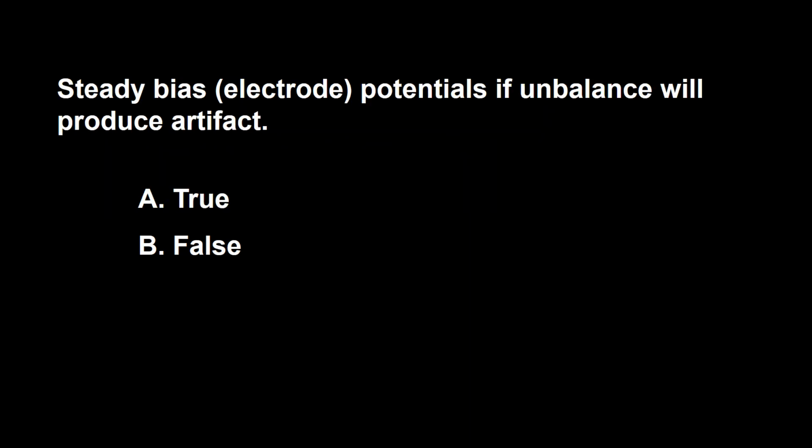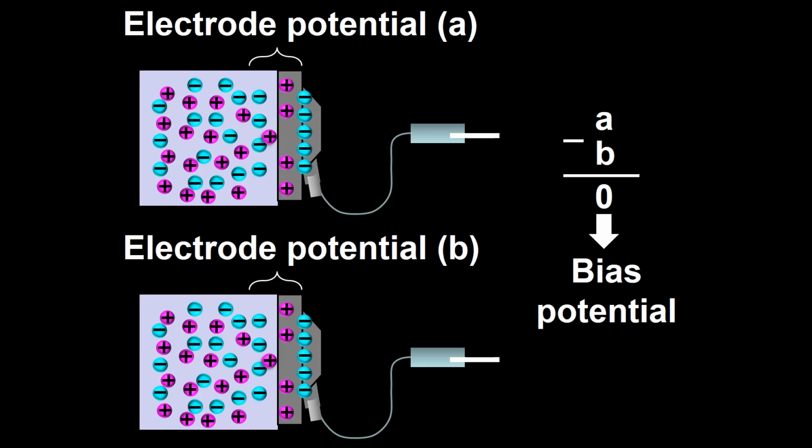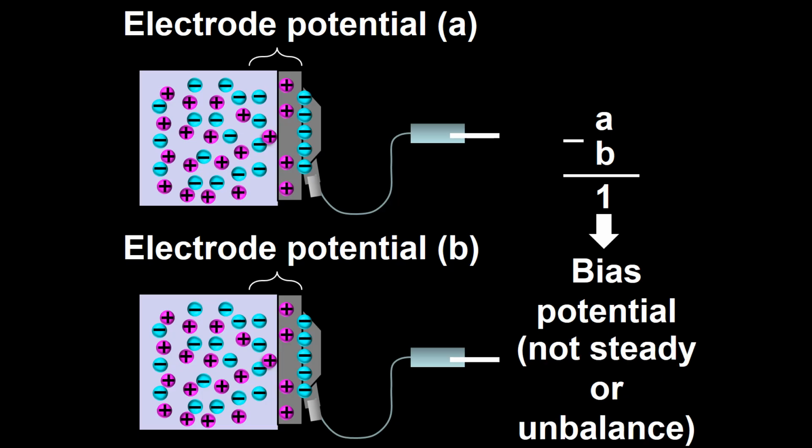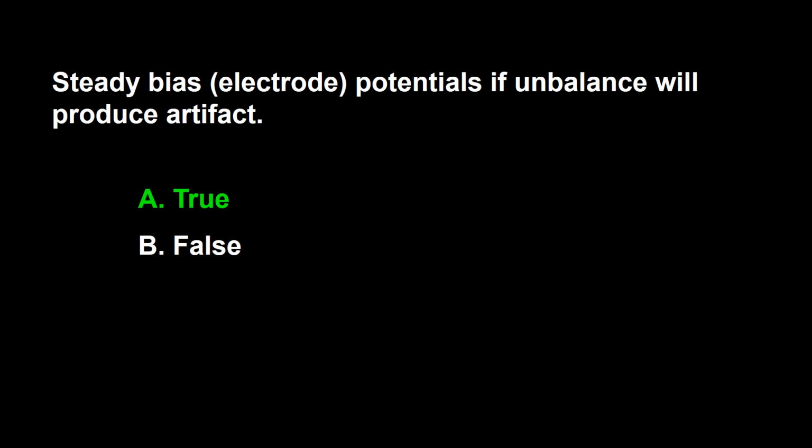The next question is, steady bias electrode potentials, if unbalanced, will produce artifact. A true, B false. As we have explained, bias potential exists in two forms: balanced and steady, which do not produce artifact usually, and not steady and unbalanced potentials, which produce artifact. So the answer is A. Steady bias potential, if unbalanced, produces artifacts.